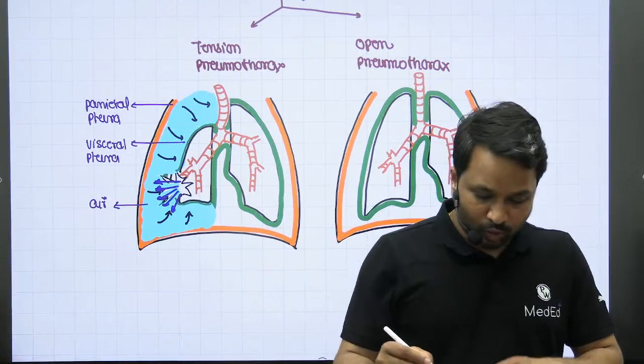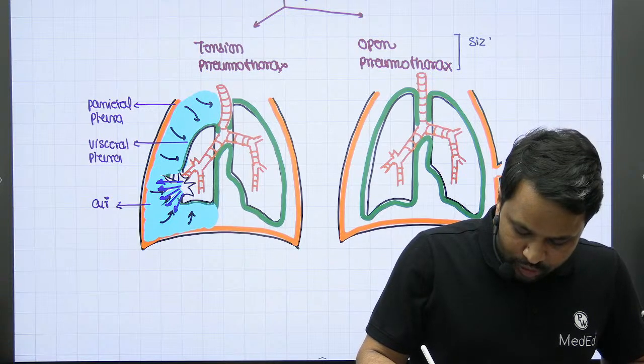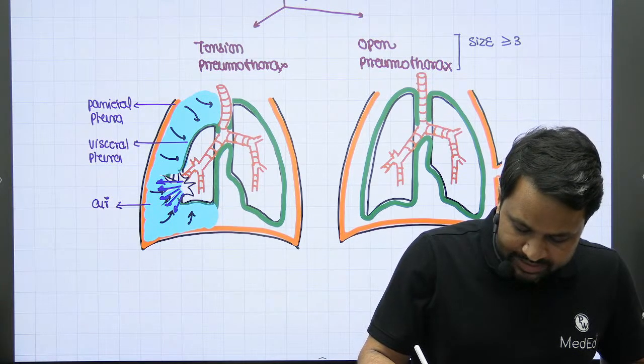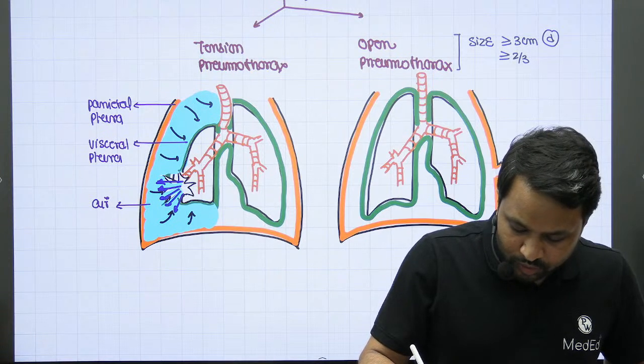Now the criteria for open pneumothorax to be created is that the size of the wound should be more than or equal to 3 centimeters in diameter, or more than or equal to 2/3 of the tracheal diameter.